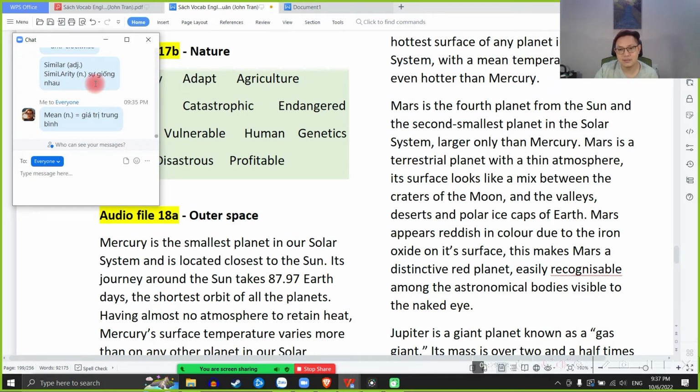Mars appears reddish in color due to the iron oxide on its surface. This makes Mars a distinctive red planet, easily recognizable among the astronomical bodies, astronomical bodies visible to the naked eye.